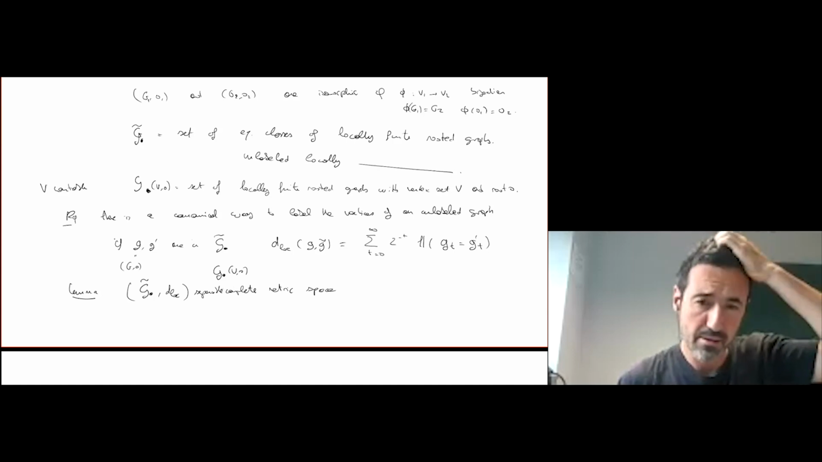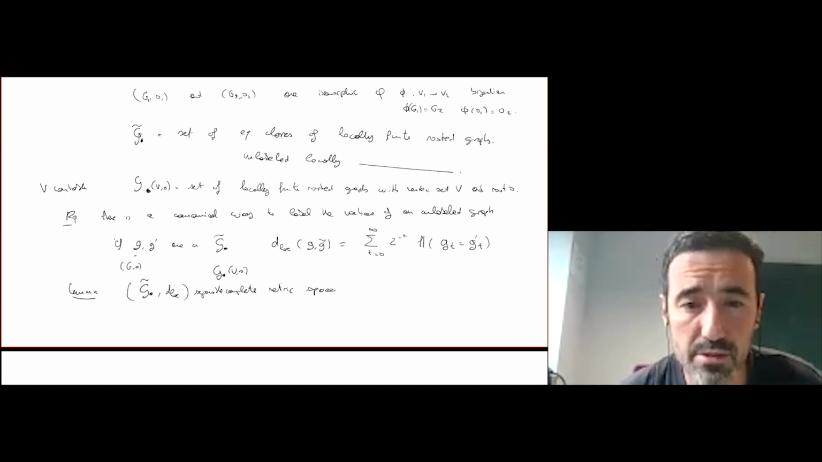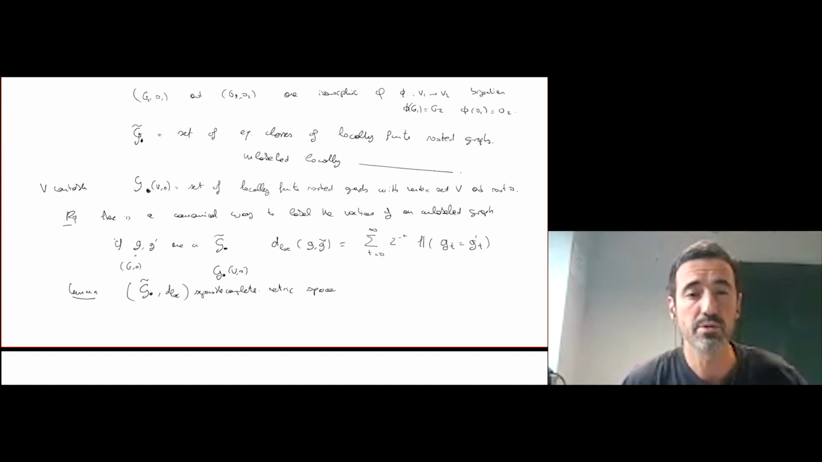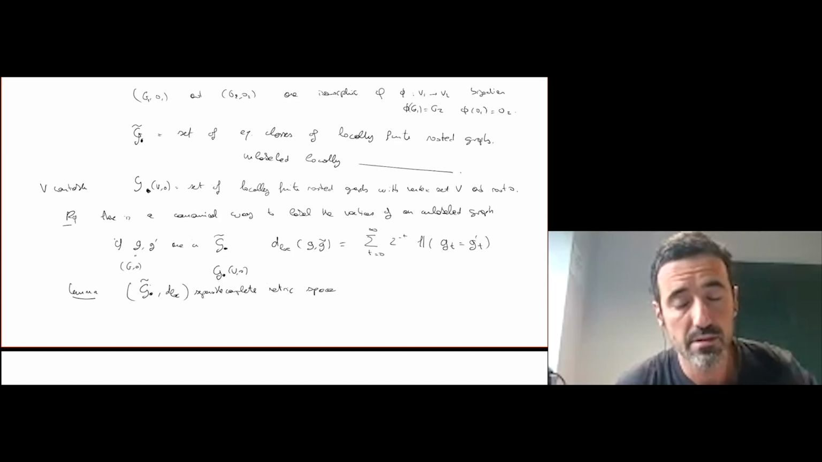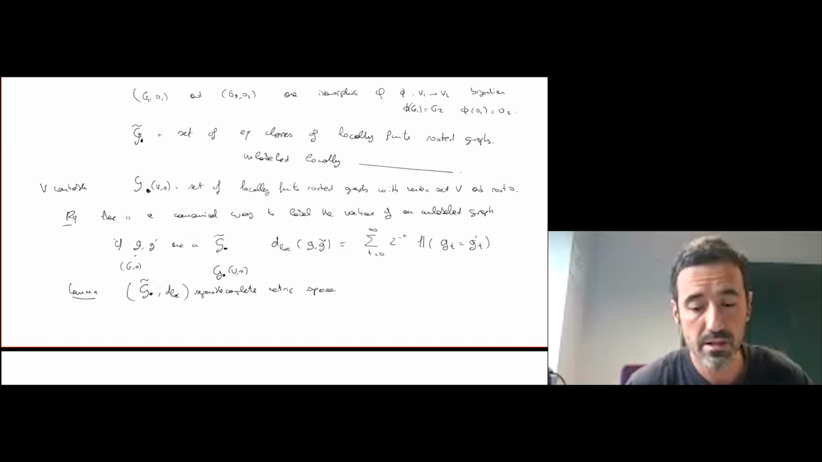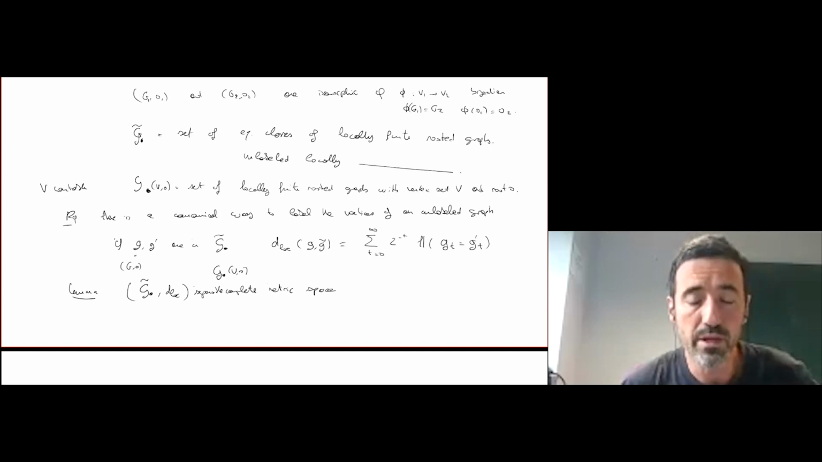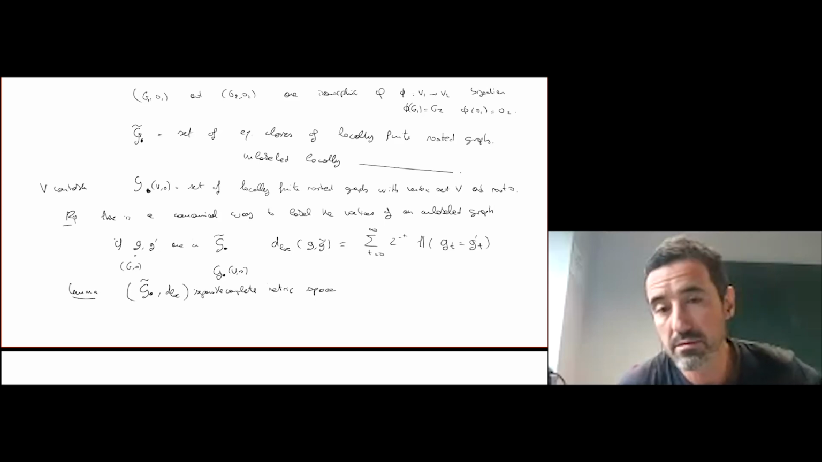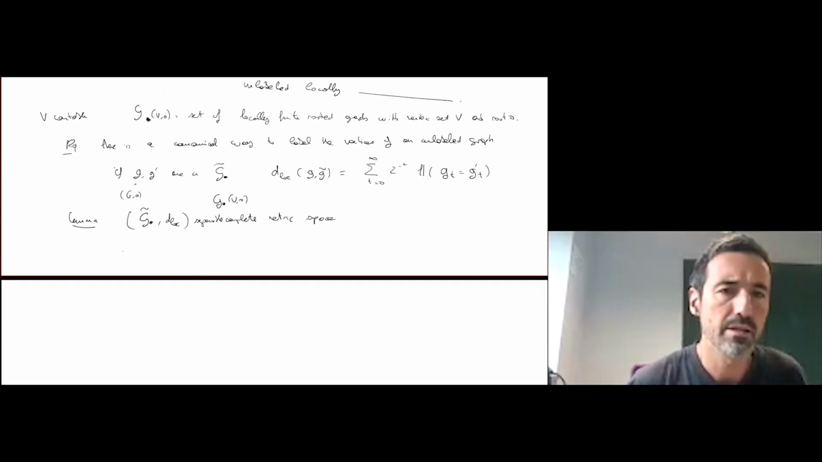So probabilists love separable complete metric spaces, because when you have such a space, you can also consider the set of probability measures on it. When you consider the set of probability measures on such a space equipped with the weak topology, you obtain again a complete metric space. Okay, so that's what we do.